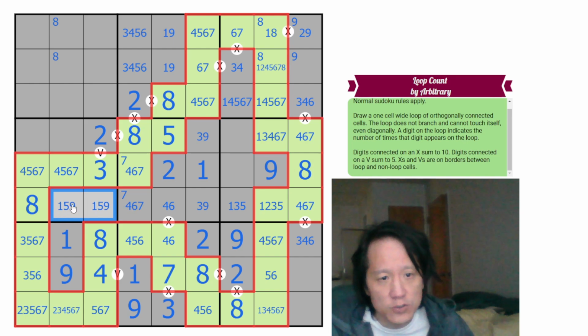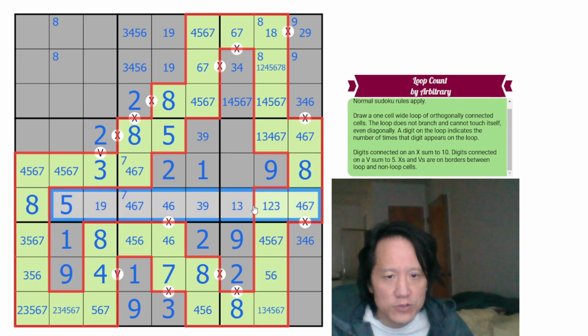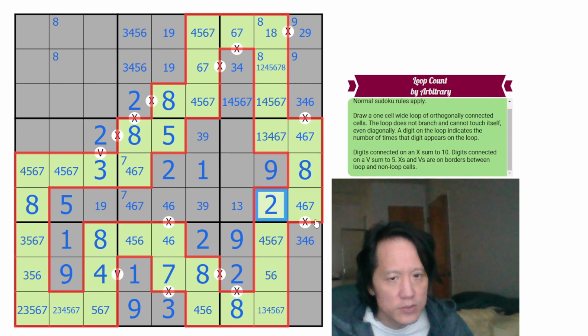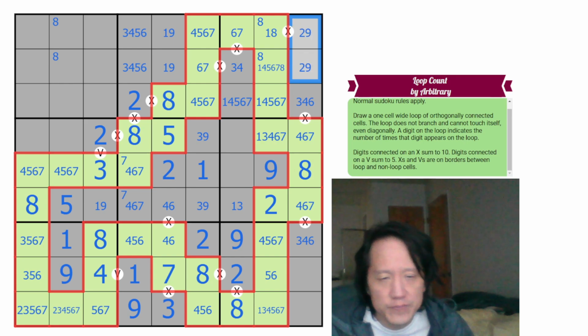It could be 9. So this can't be 1 or 9 because of these pairs. So this has to be 5. So this can't be 5. These can't be 5. Where is the 2? The 2 has to be here. So this is a 2, which means this can't be 2. So then this becomes a 2, 9 pair here. So this is 2 and 9.